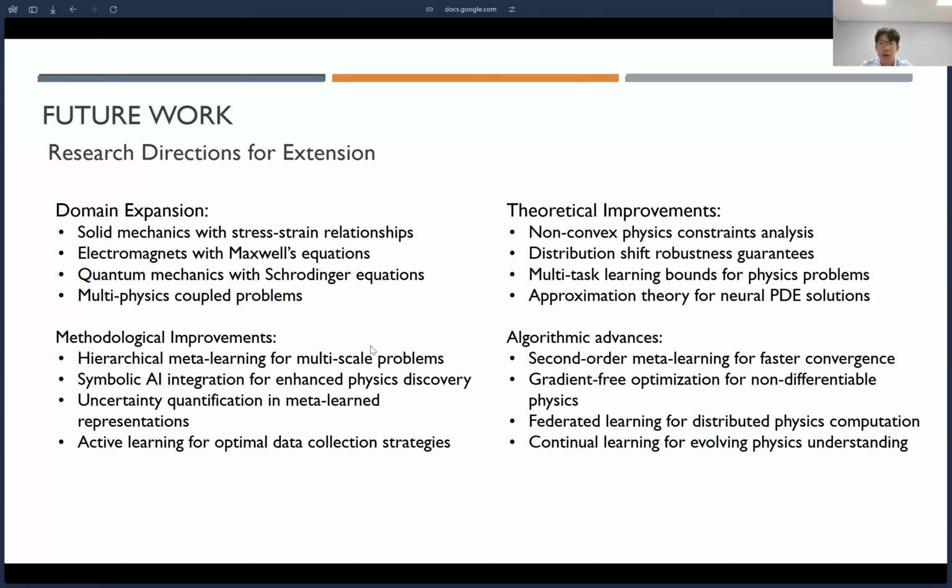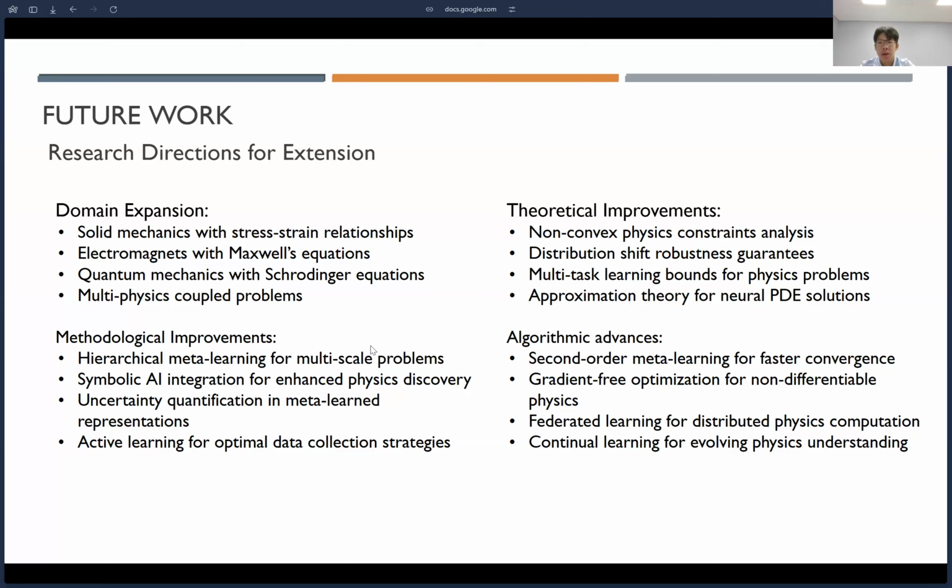And the algorithmic advances I can make include second-order meta-learning for faster convergence, gradient-free optimization for non-differentiable physics, federated learning for distributed physics computation, and continual learning for evolving physics understanding. And so this represents a natural extension to other PDE-based physics domains. Each domain brings unique challenges and constraints, which could be interesting for testing my model.